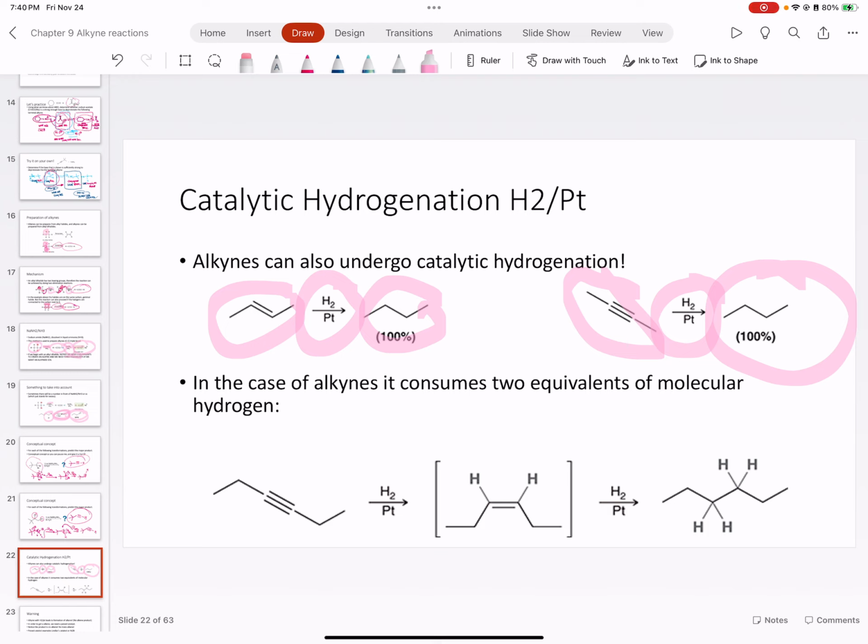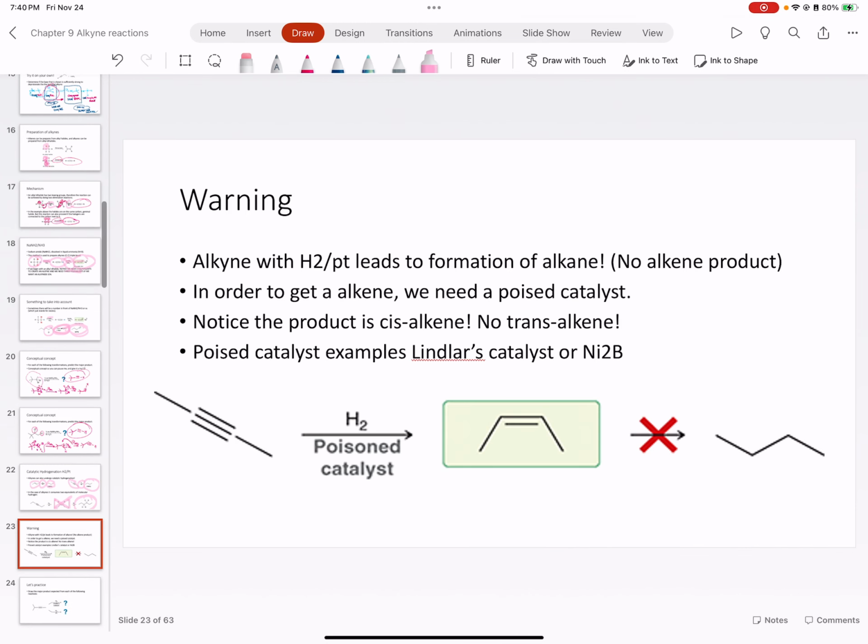The thing in this chapter is that we're gonna put things in brackets. This is kind of like an intermediate, so this is not our final product. Our final product will be this one. So wording: alkyne with H2, Pt leads to formation of alkane. There's no alkene product. Like we mentioned, it's just an intermediate. It's not our final product.